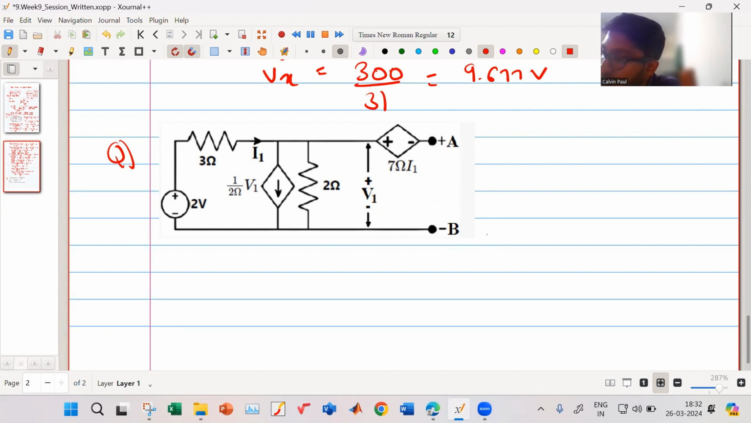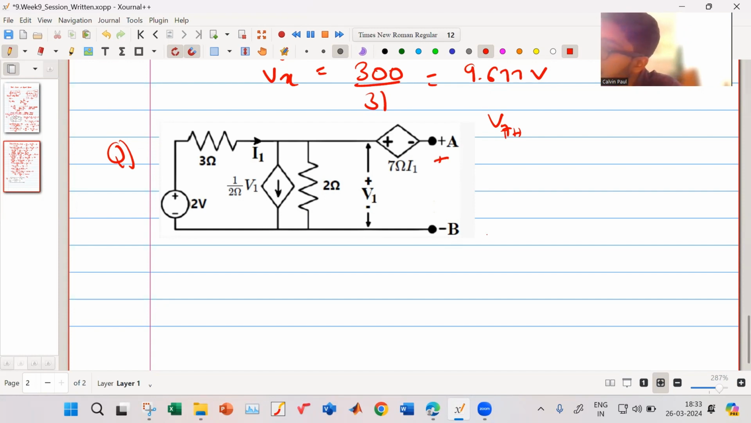By applying the KVL in the outer loop, the right side loop, we get the VAB, that is VTH. Sir, we have to take one voltage source at the output side. No, you want to find the Thevenin voltage, right? So by applying the KVL in the outer loop, the voltage across the 2 ohm resistance and 7I1 drop, we get the Thevenin's voltage, VAB.